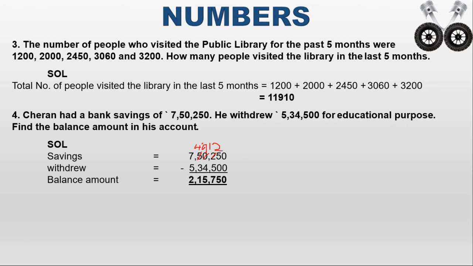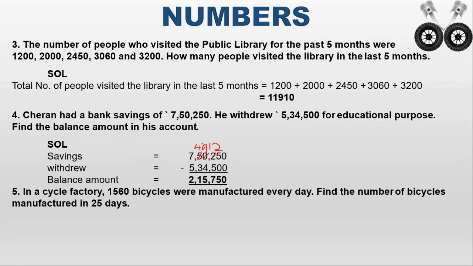So 12 minus 5, that is 7. 9 minus 4 is 5. 4 minus 3 is 1. And 7 minus 5 is 2. So the balance amount that Charan had is 2,15,750. Okay. So what is the next question?